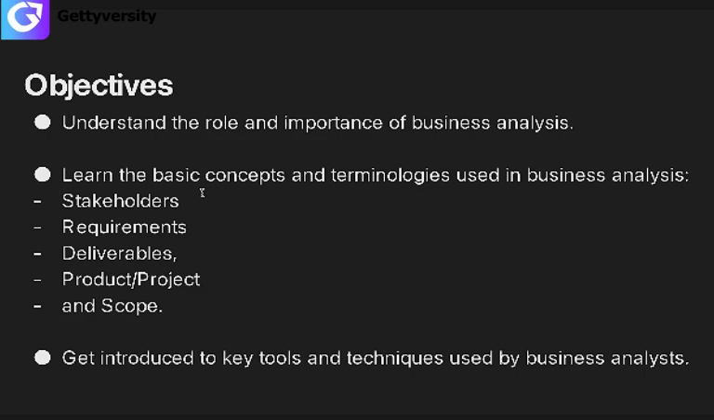So I'm going to come again about the roles of scope in business analysis, right? Business analysts help to define and manage the project scope to ensure that all necessary tasks are completed while avoiding scope creep.